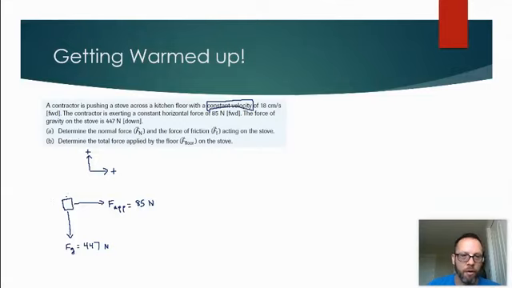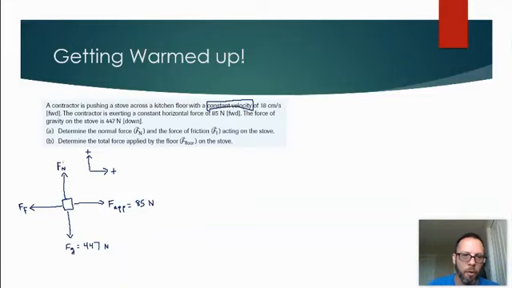Now, the question probably gave you a clue. We have a normal force being applied by the floor on the stove, so I'll just call that Fn for now. And we have friction. Later on in another lesson, we'll explore calculating frictional forces. For now, that won't be really necessary.